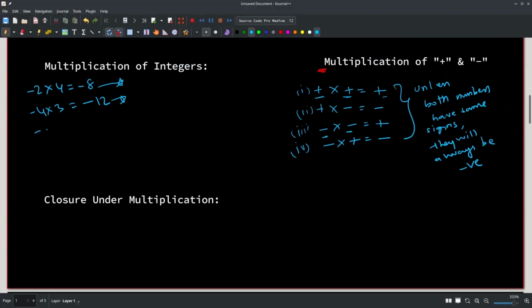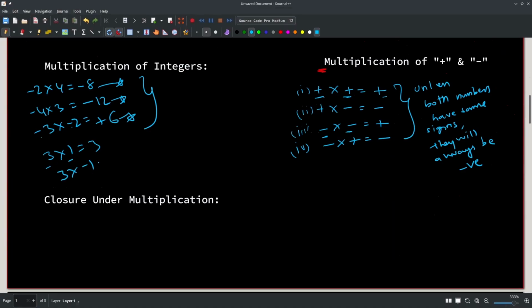Now let's check a negative into a negative, negative and a negative. Therefore, your answer is positive. 3 into 2 is 6. That is your answer. Positive 6. So unless you have both the signs same, so any 3 into 1, you'll get 3, positive and positive.